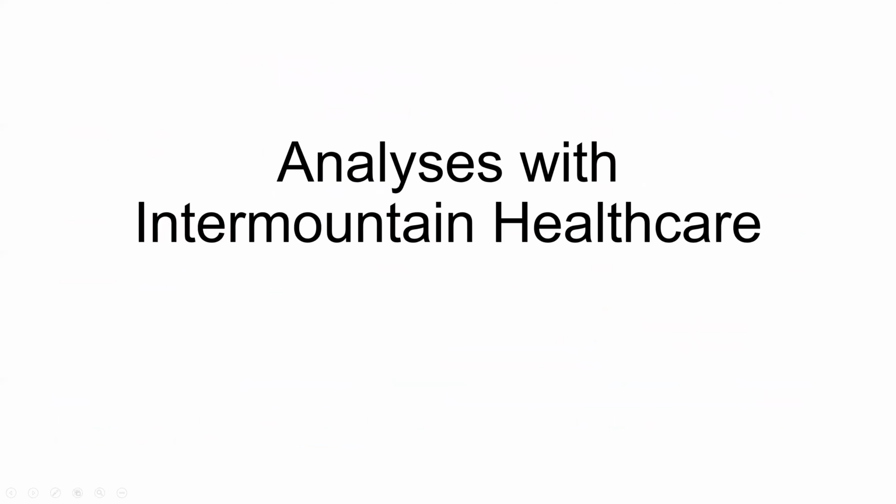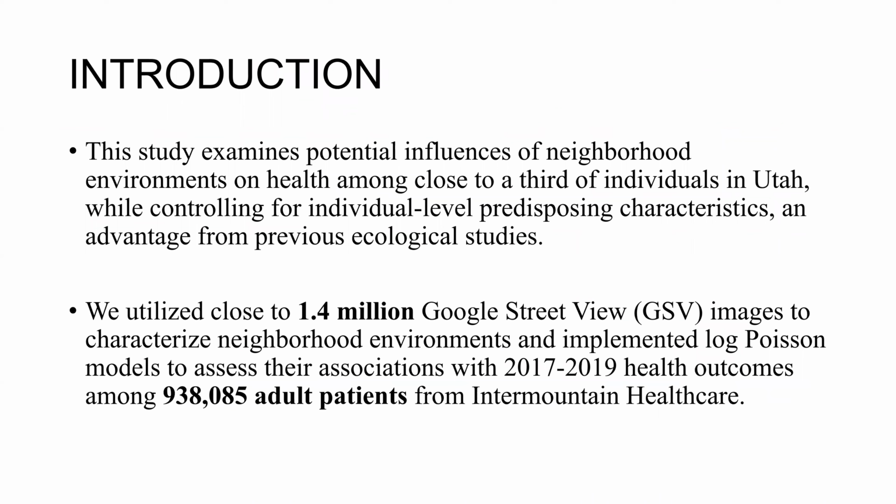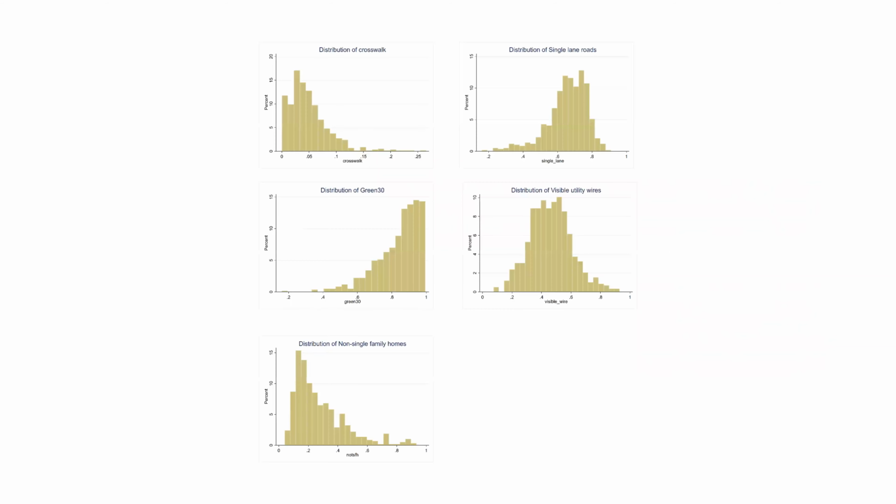So next we move on to individual level analyses. I'll go through two types of patient populations. The first patient population is from Intermountain Healthcare. Intermountain Healthcare serves Utah and also some of the neighboring states. For this one, it's restricted to Utah. We analyzed 1.4 million Google Street View images from Utah and examined 2017 to 2019 health outcomes among close to 1 million adult patients in Intermountain.